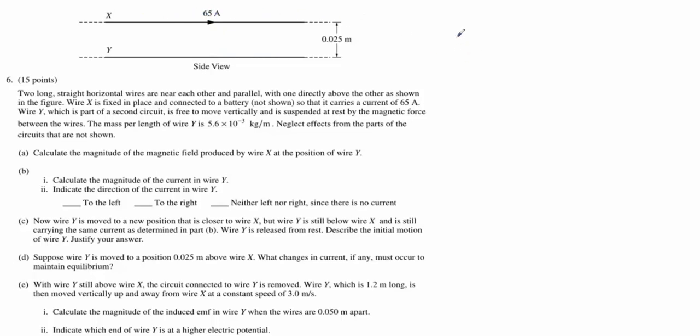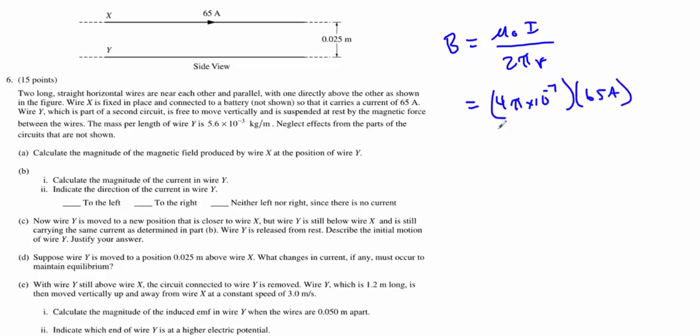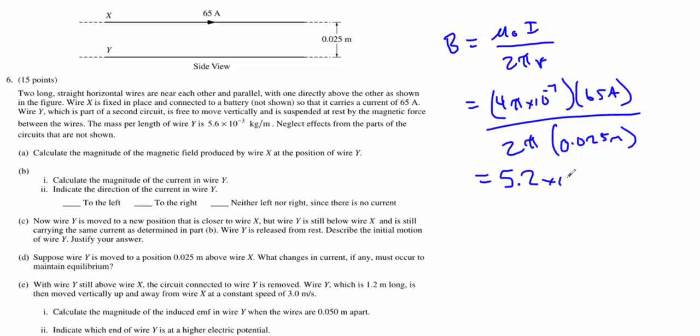For that, you have to recognize the equation. Magnetic field is mu naught times the current all over 2 pi r, r being the distance away, I being the current, and mu naught and 2 pi are both constants. Mu naught is a constant provided for you, 4 pi times 10 to the negative 7. The current is 65 amps. 2 pi is 2 times 3.14, not radians. And then 0.025 meters is the distance away. You're going to get 5.2 times 10 to the negative 4 Tesla. That is simply the magnetic field at that location.